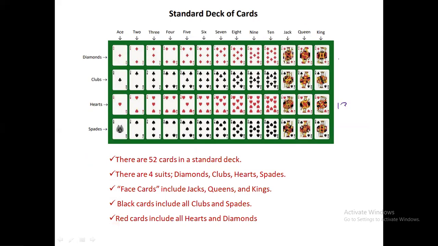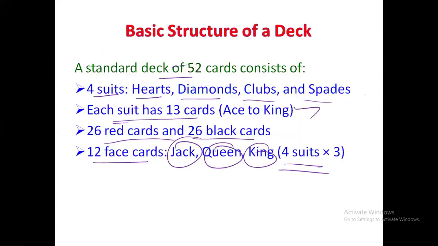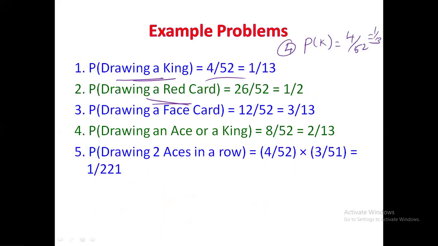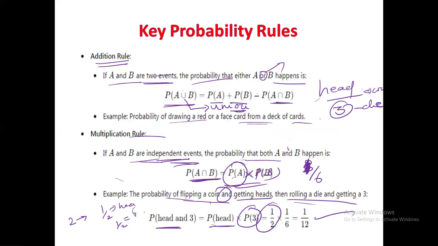Yeah, 13, totally 13. So total red cards are 26. How will you calculate the probability of red cards? The probability of drawing a red card is equal to 26 divided by 52, which is equal to 1 by 2. Now, the probability of face cards. What are they called?